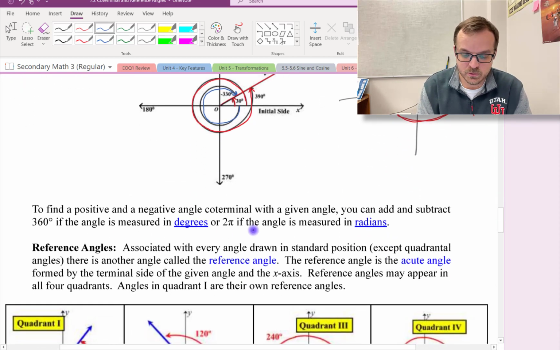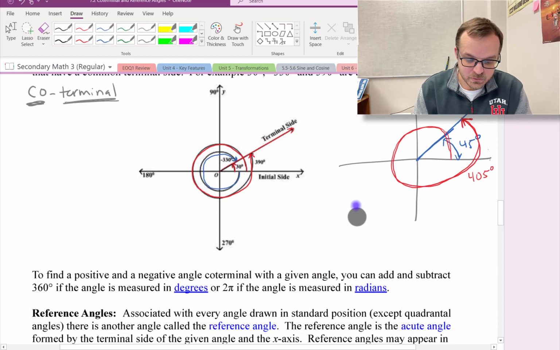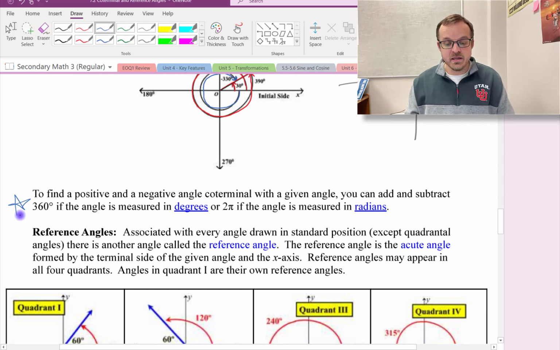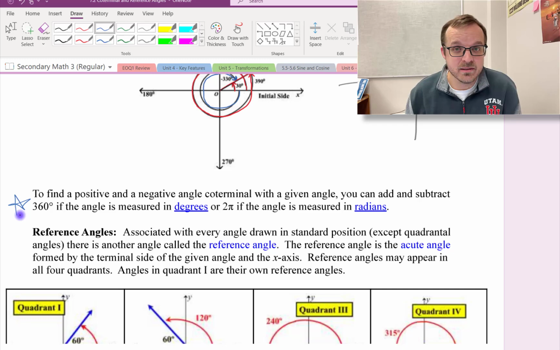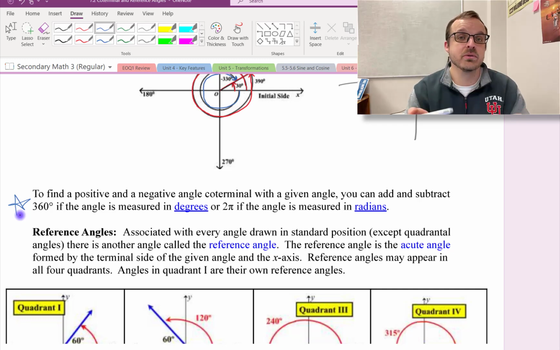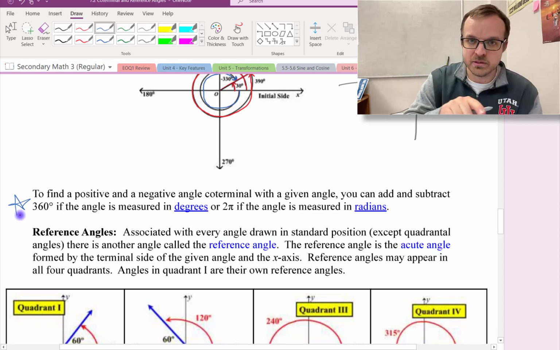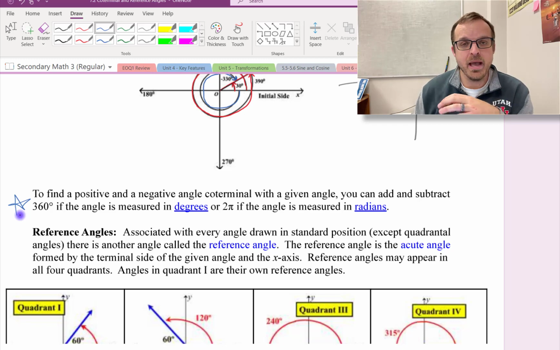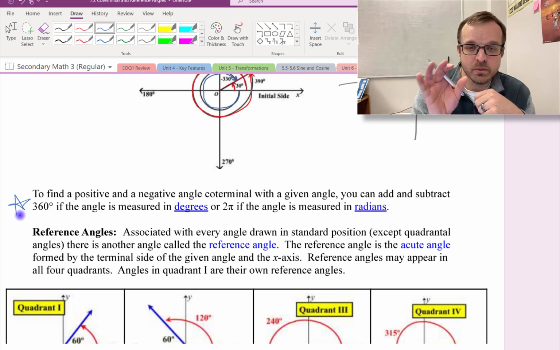And that's what this description is just saying here. This is a great point right here: to find a positive and negative angle coterminal with a given angle, you can either add or subtract 360 degrees if it's given to you in degrees, or you can add and subtract 2 pi, because that's basically what you need to do. You just need to do a full rotation on that angle again to get to the same spot. So we'll be adding or subtracting 360, or adding and subtracting 2 pi, depending on whether we're working with degrees or with radians.